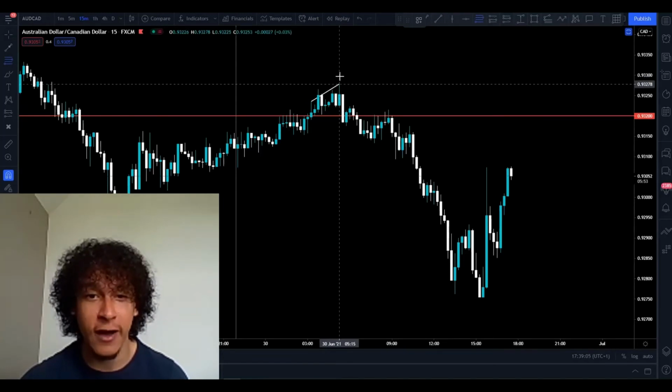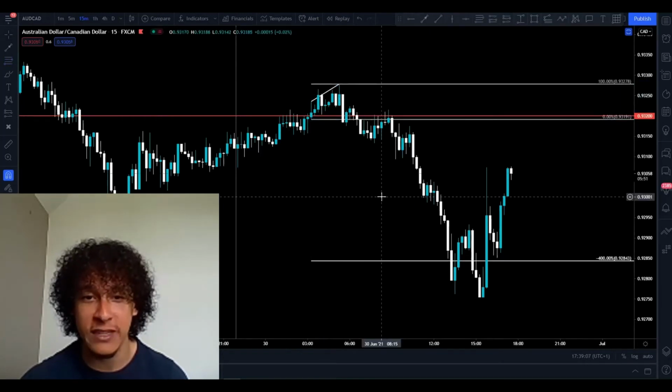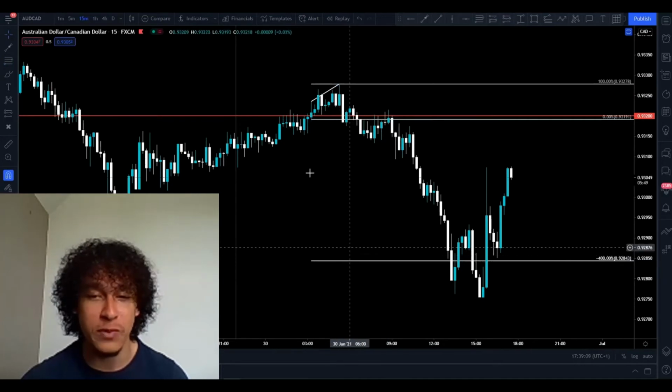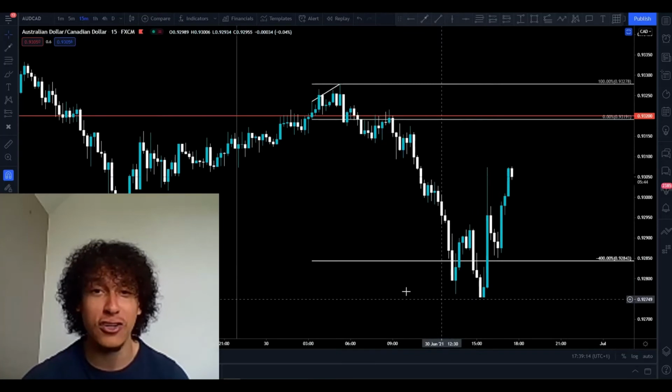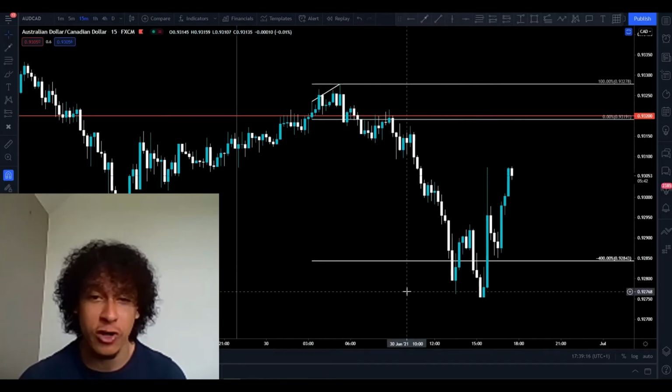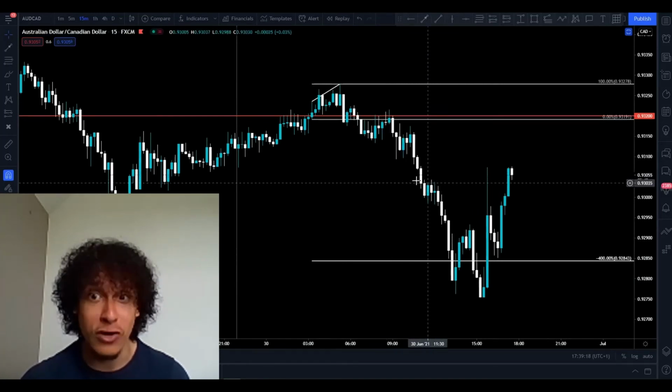So I take the high and the low of my reversal signal, as we can see there, and I target the 400%, which you can see the price had touched not once but twice. So if you missed the first one, you could have got the second one. So there's multiple chances to take profit here for a really good trade.